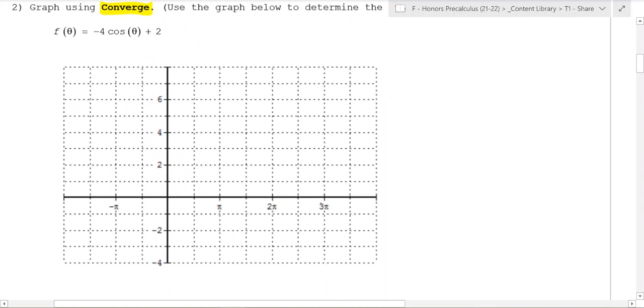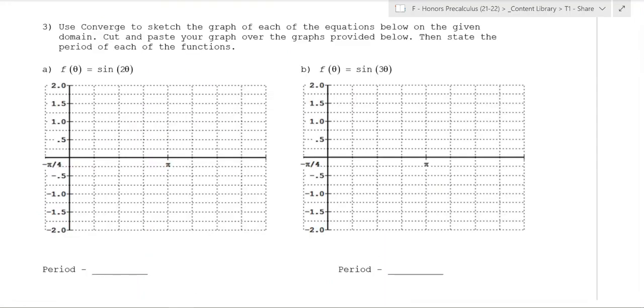Keep in mind that you need to have your nice window here. So this would be from -2 pi all the way up to 4 pi. When you do this, you can use Desmos, get a nice curve, and examine what this looks like. So instead of Converge, you can use Desmos to sketch each of these, and then state the period. If you graph these, here's what they end up looking like.